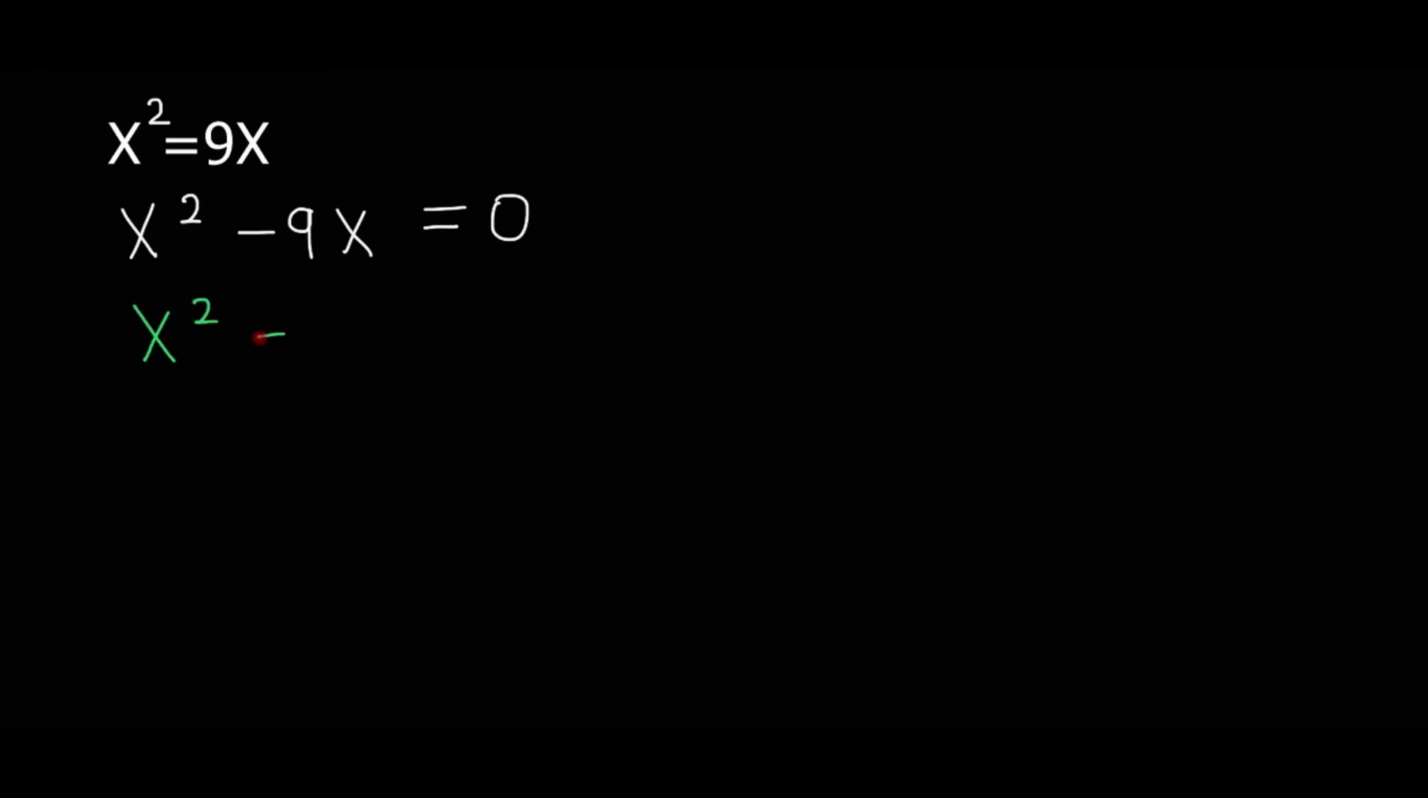x squared minus 9x plus 0. So it's in the form of ax squared plus bx plus c. Ax squared, bx, and then our c is 0. But generally, this type of problem, generally only 2 terms.